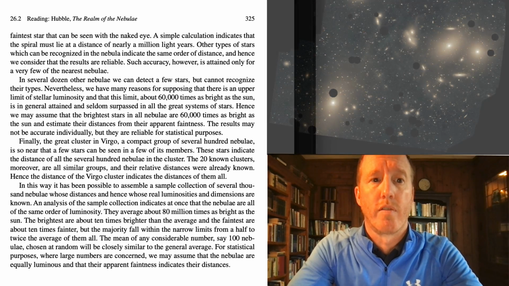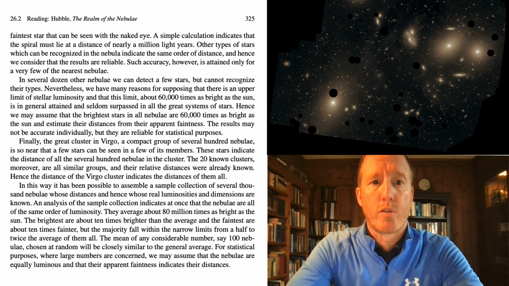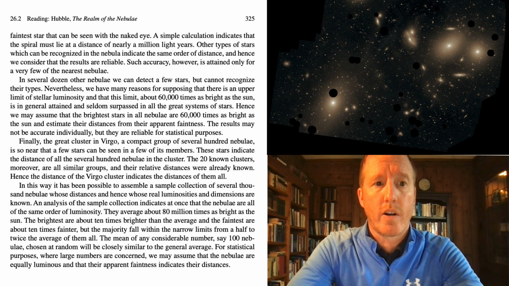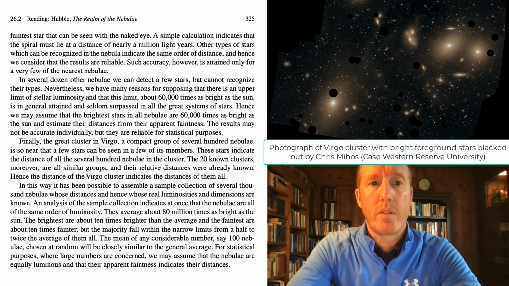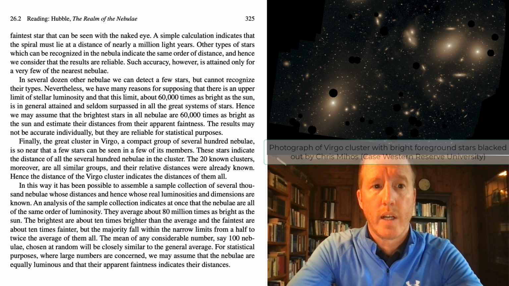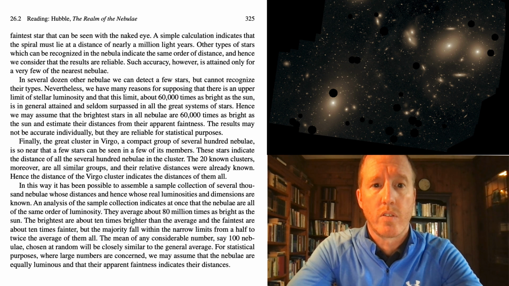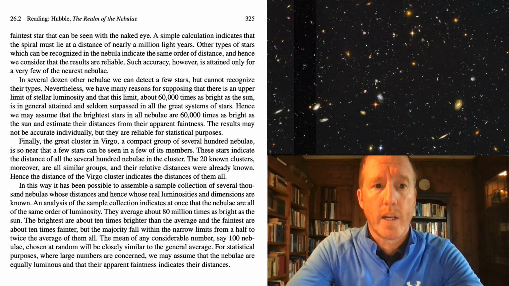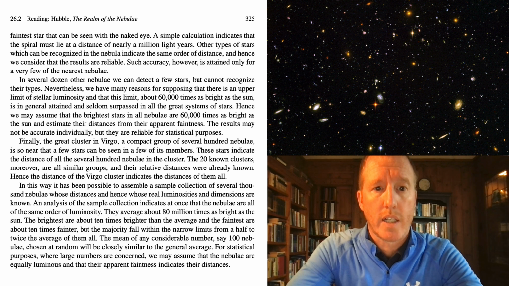Finally, the great cluster in Virgo, remember the Virgin, a compact group of several hundred nebulae, is so near that a few stars can be seen in a few of its members. These stars indicate the distance of all the several hundred nebulae in the cluster, the Virgo cluster. The 20 known clusters, moreover, are all similar groups, and their relative distances were already known. Hence, the distance of the Virgo cluster indicates the distances of them all. In this way, it has been possible to assemble a sample collection of several thousand nebulae whose distances and hence whose real luminosities and dimensions are known.